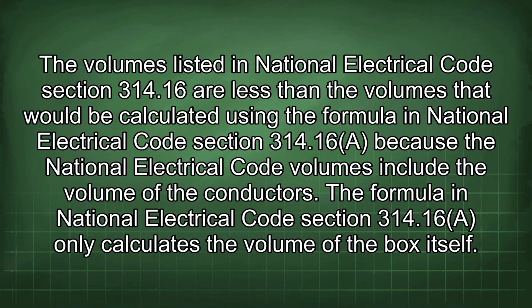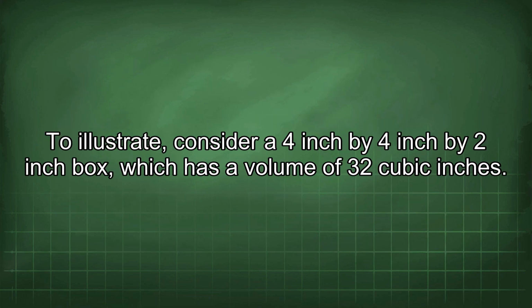The volumes listed in National Electrical Code Section 314.16 are less than the volumes that would be calculated using the formula in National Electrical Code Section 314.16 because the National Electrical Code volumes include the volume of the conductors. The formula in National Electrical Code Section 314.16 only calculates the volume of the box itself. To illustrate, consider a 4" by 4" by 2" box, which has a volume of 32 cubic inches.